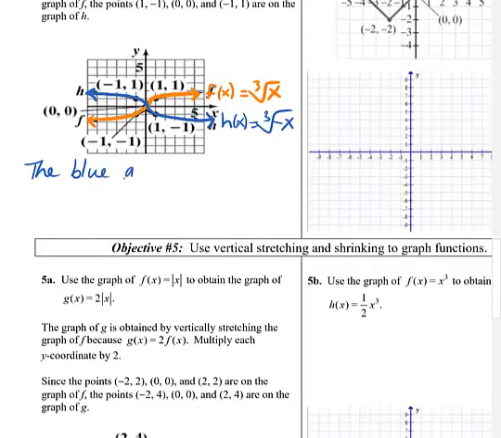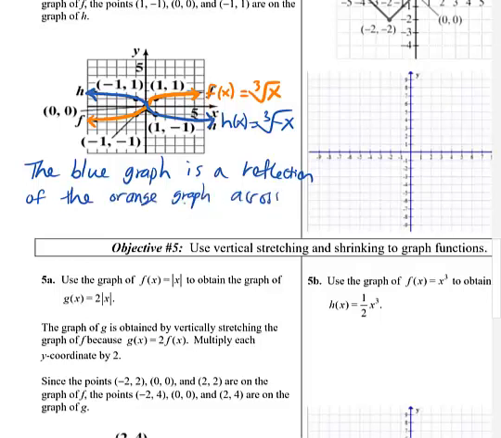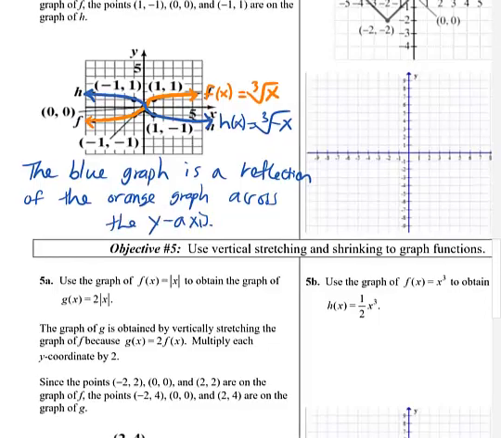You don't have to write this. This is just in my brain. This is what I'm thinking. The blue graph is a reflection of the orange graph across the y-axis. There we go.